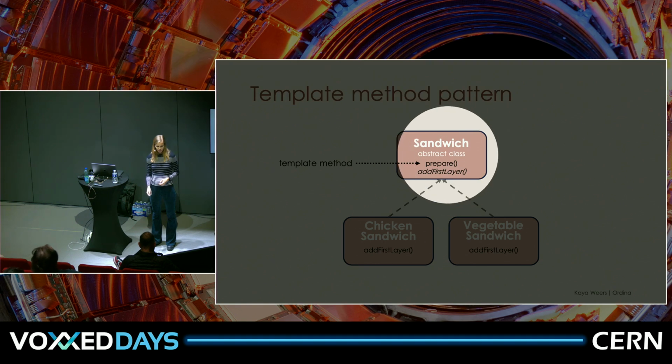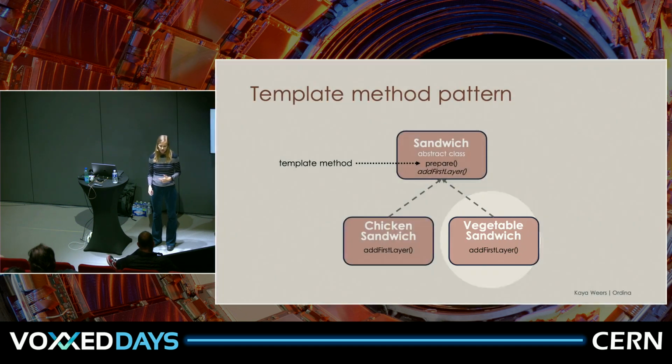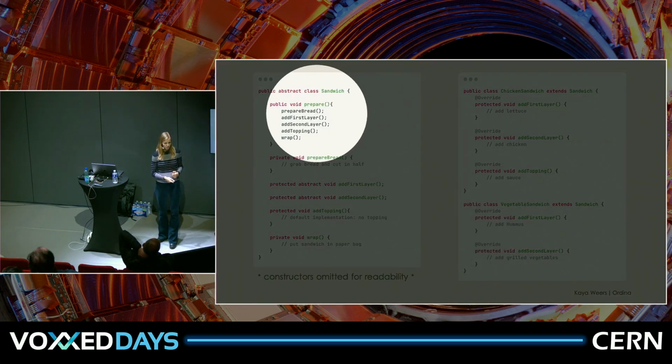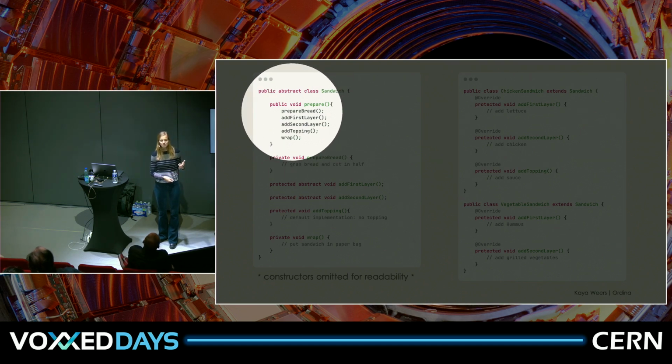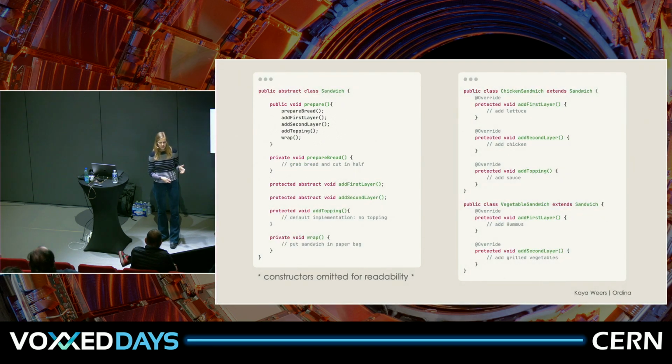So, for example, at first layer, that's a method that we need to implement in the subclasses because it differs per step. So the chicken sandwich and the vegetable sandwich both have that method. See here in the code that on the left we have prepare. Prepare has all those steps. This is everything that needs to be done for creating a sandwich. First is prepare the bread. It's directly here because preparing the bread is the same.